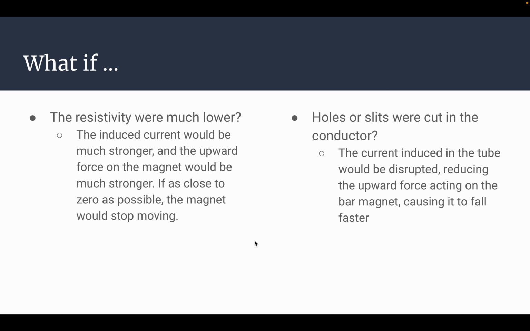So, what if the resistivity were much lower? The induced current would be much stronger, and the upward force on the magnet would be much stronger. If as close to 0 as possible, the magnet would stop moving. If holes or slits were cut in the conductor, the current induced in the tube would be disrupted, reducing the upward force acting on the bar magnet and causing it to fall faster.